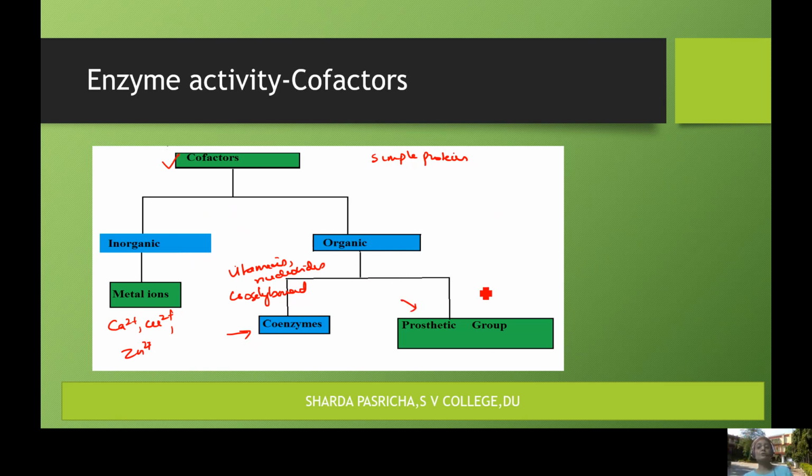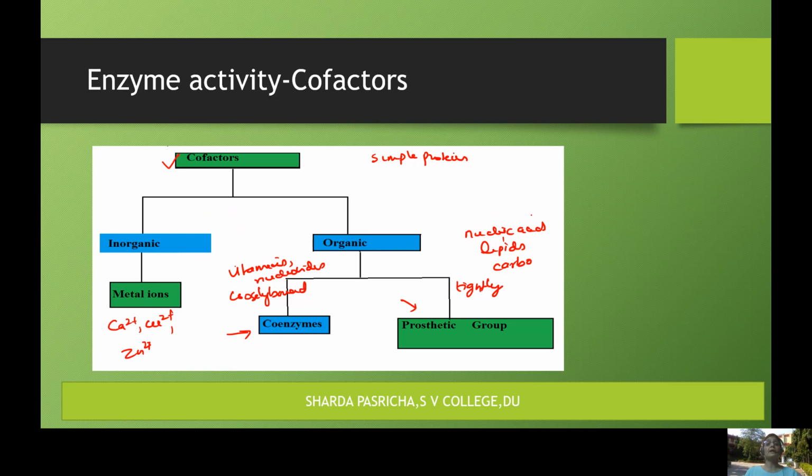Whereas prosthetic groups are organic molecules which are tightly bound to the enzyme surface. They can be compounds like nucleic acids, lipids, carbohydrates, etc. We will study all this in detail in the theory when we come to the enzyme topic. In the next week, I will be going into details about all this.